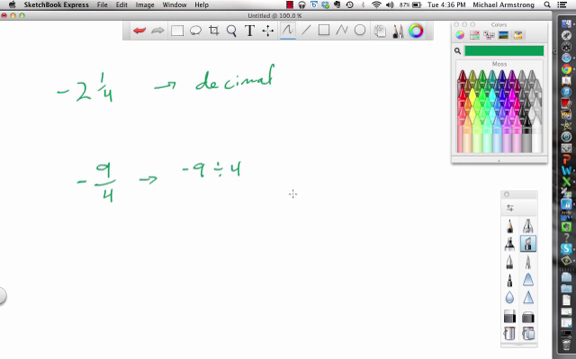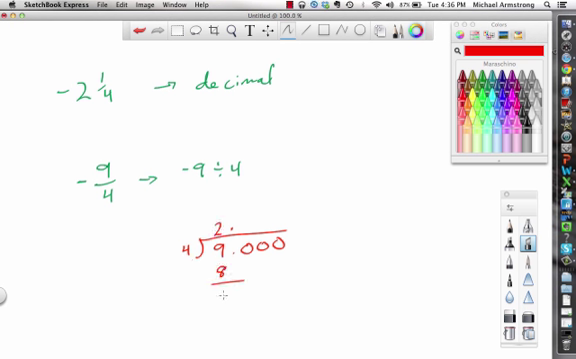And so we can just write our long division symbol, and we can say how many times does 4 go into 9. Now I'm going to remember that it's negative, but we're just going to do a regular division, and we're going to add a decimal and maybe a couple of zeros and just see what happens. Okay, so 4 goes into 9 twice.